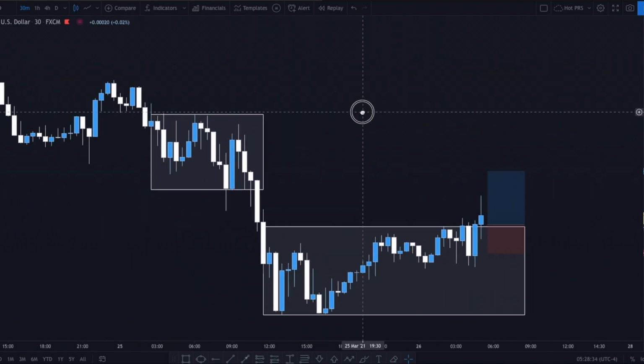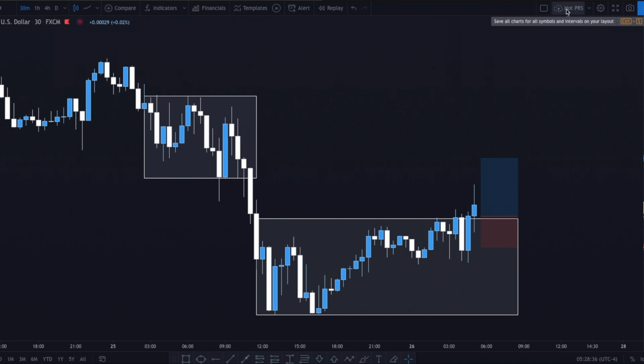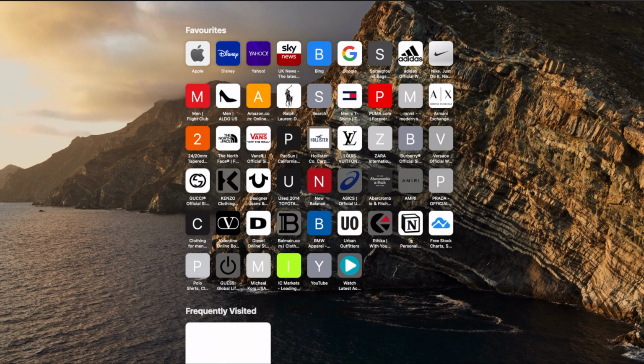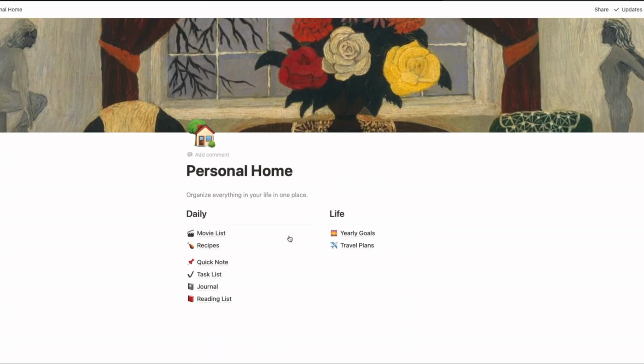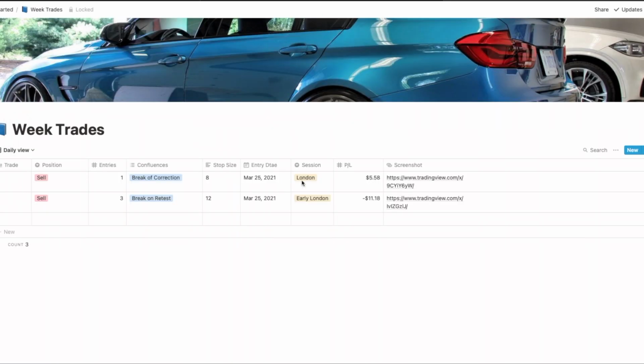So yeah, just gonna journal this right now, see how I go in my journal, and so I go in my journal my trade.